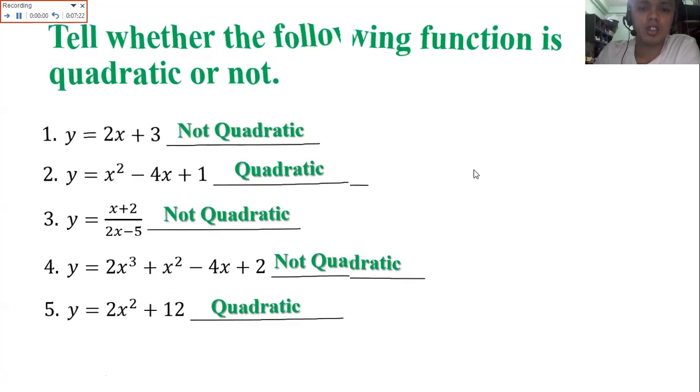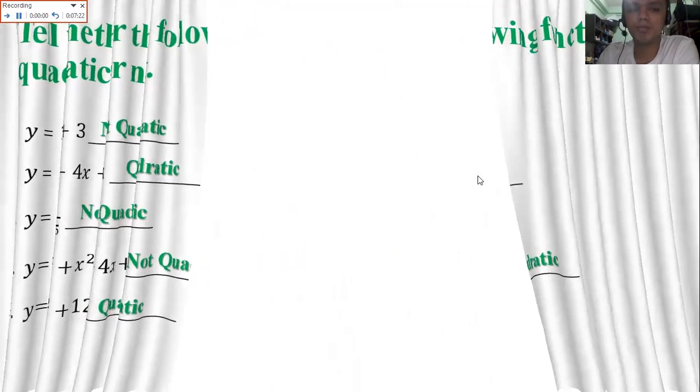So, that's it for the quadratic function.